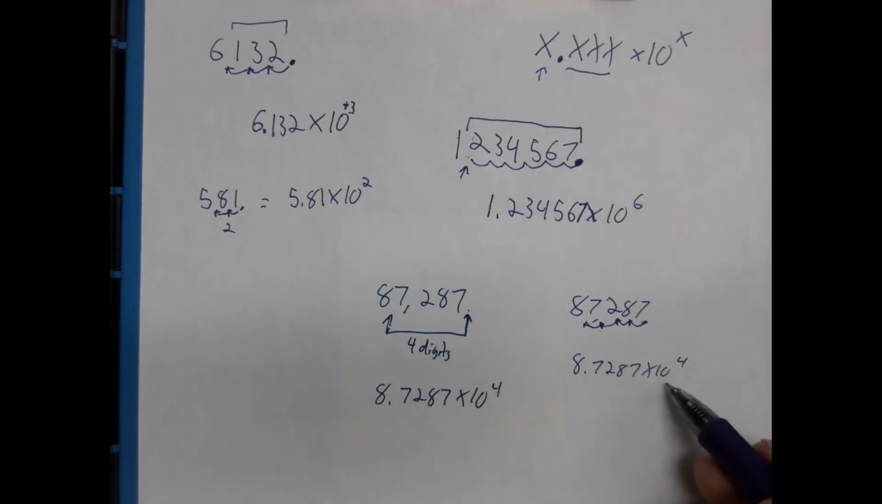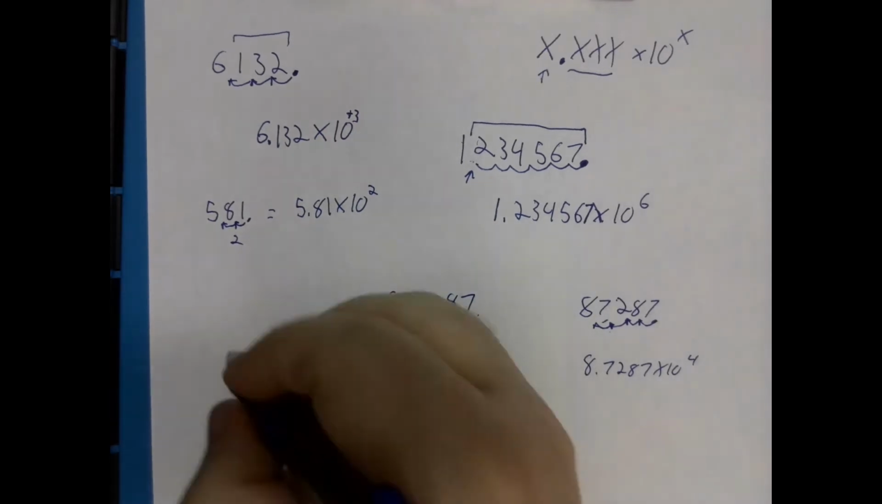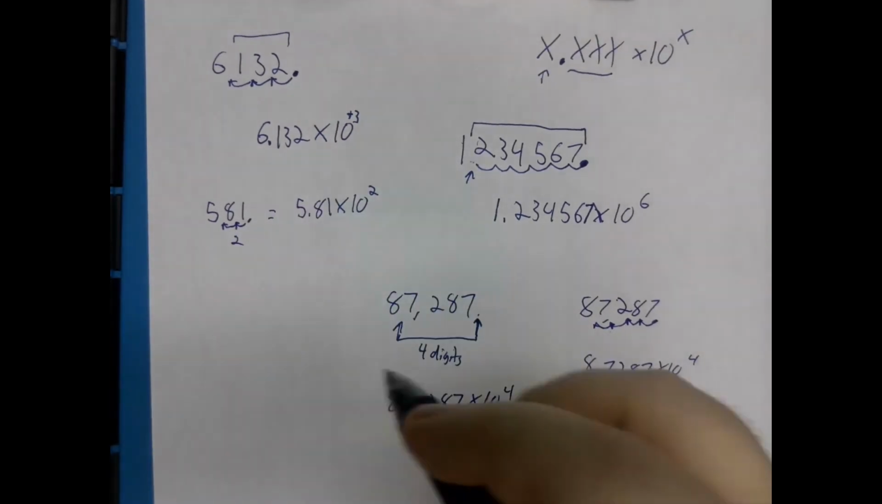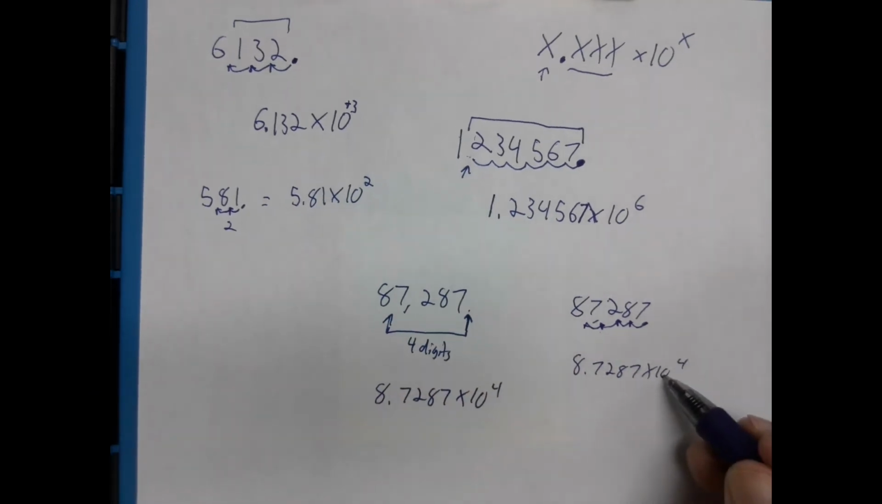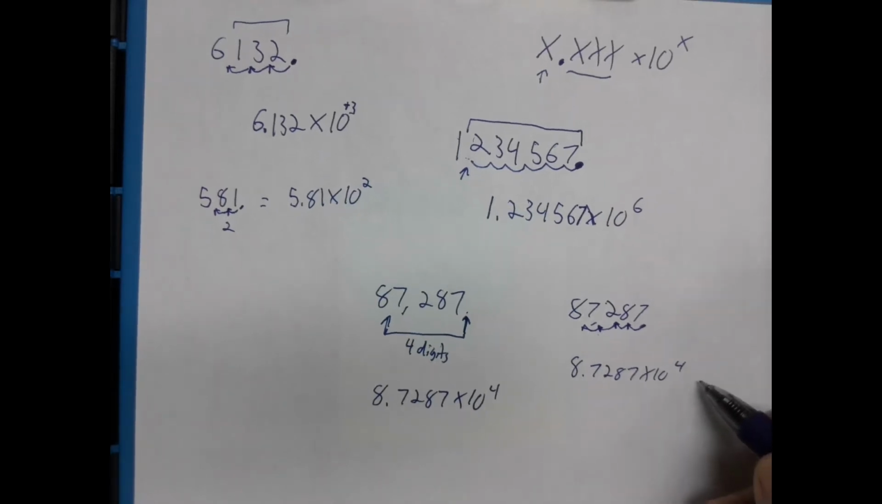So 10 to the 4th, you're raising 10 to a positive number. That means this is going to be a big number. 10 to the 4th is 10,000.